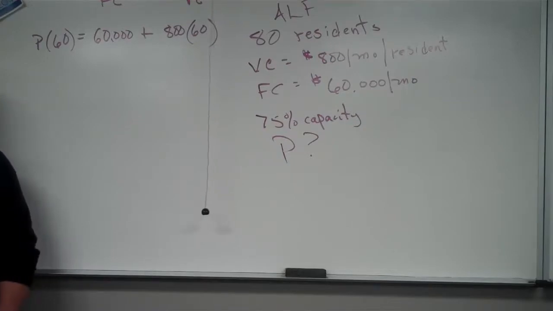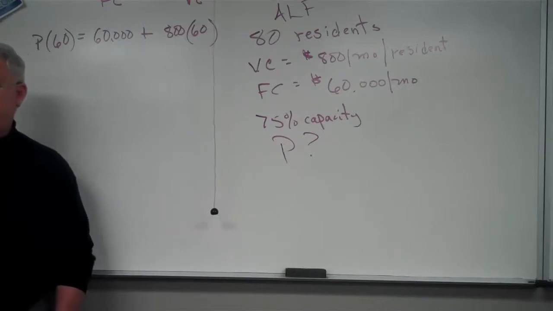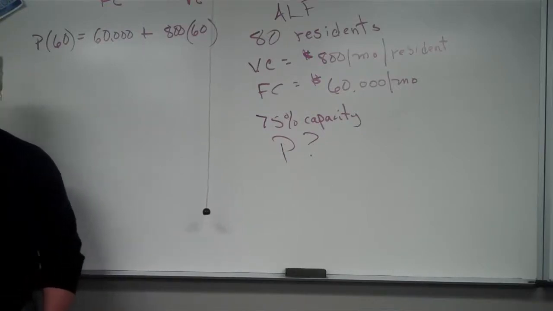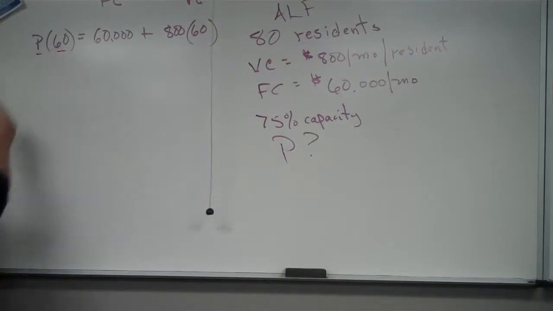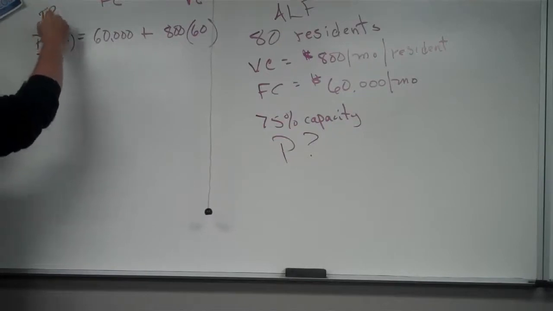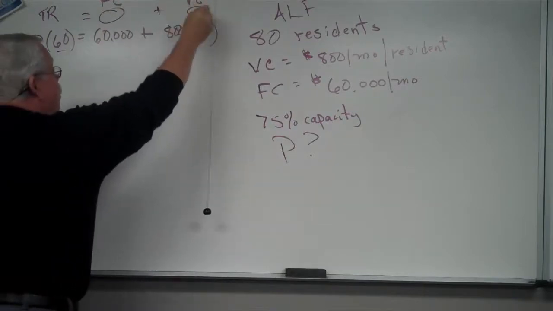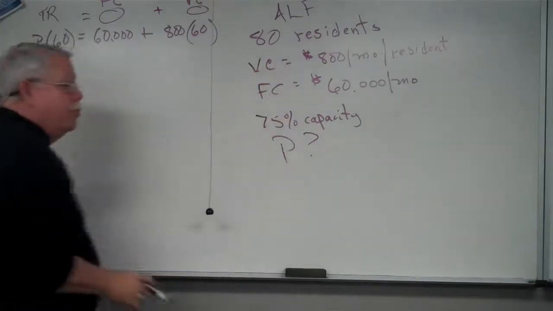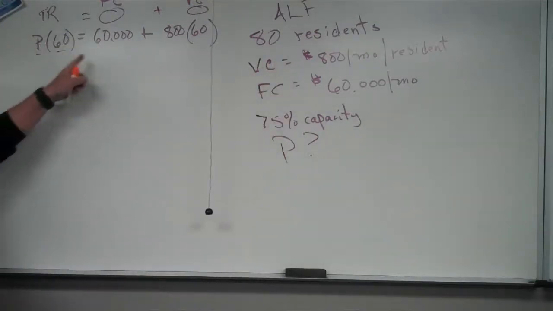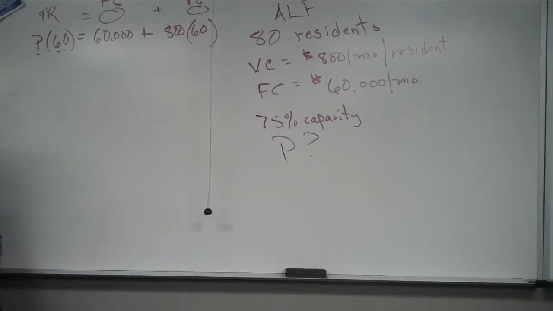What does 75% capacity mean? 75% of 80. I will have 75% of my 80 rooms, that's 3/4, that's 60 out of 80 rooms filled at any one time. So I'll have 60 rooms at whatever price I charge. This is my total revenue. That much money has got to cover my fixed costs plus my variable costs. My fixed costs we're given at $60,000 a month, and it's $800 a month per resident. So do you see how I set up the first equation? Remember the logic more than anything else.